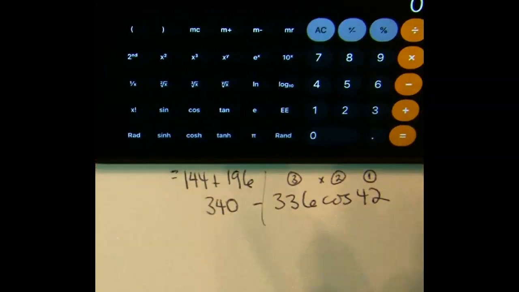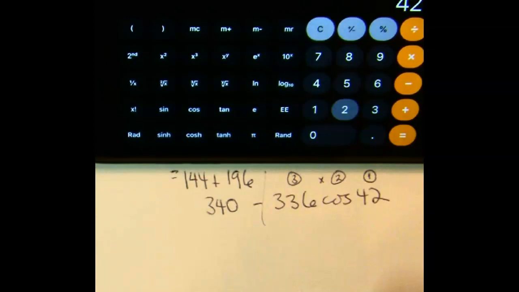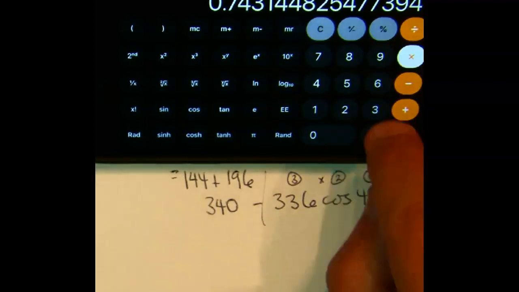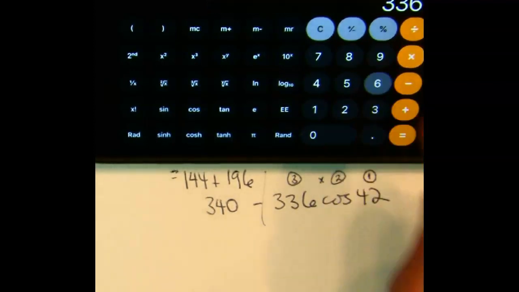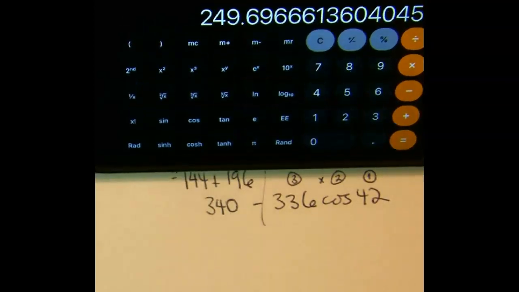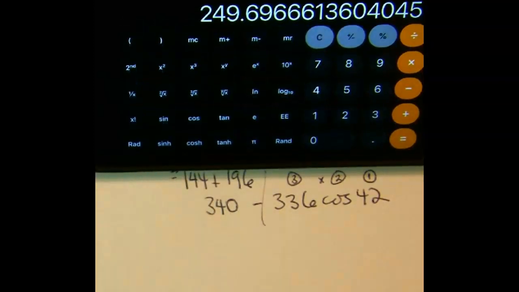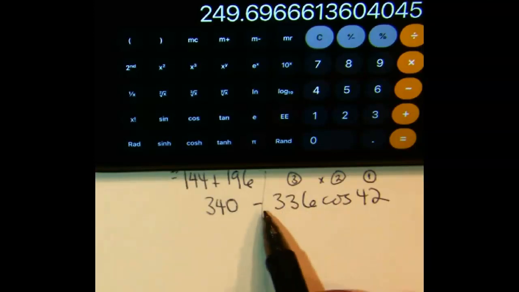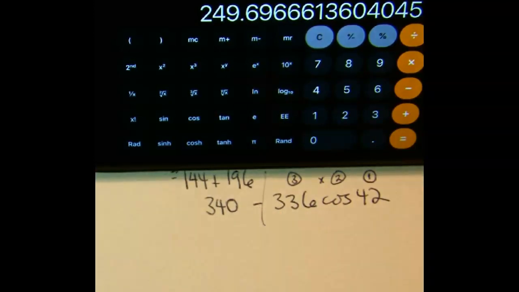So here we go. 42 cosine times 336 equals. Alright, so we get 249.6966, and so on. What you're going to do now is we're going to put in whatever, well, this is acute, so this is where it gets a little tricky.